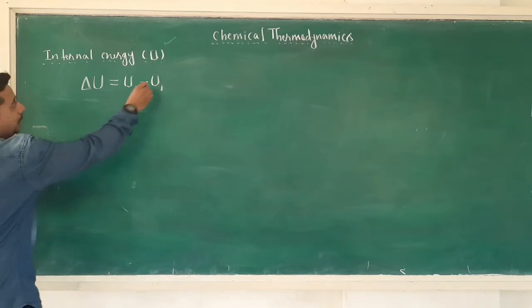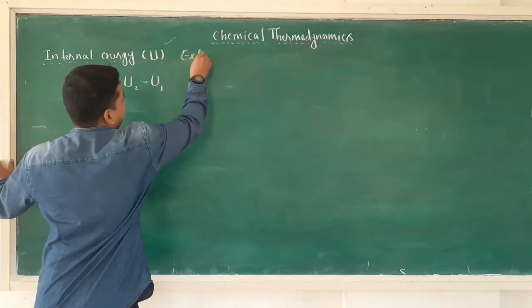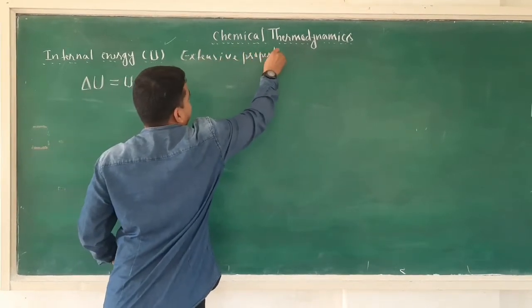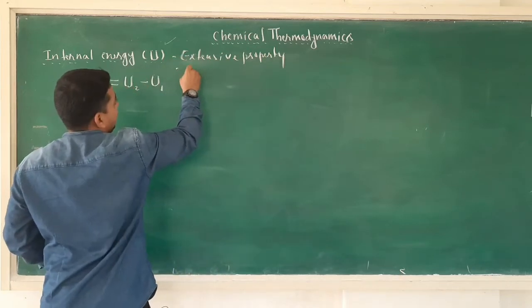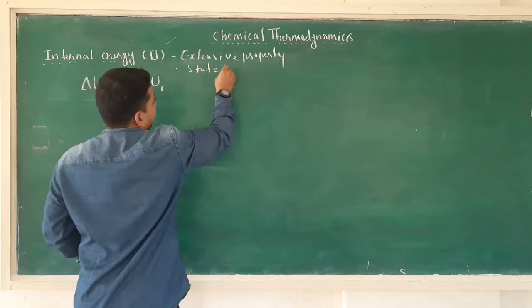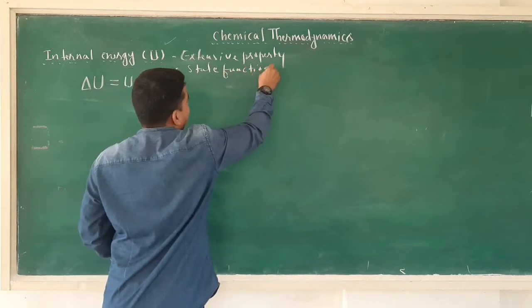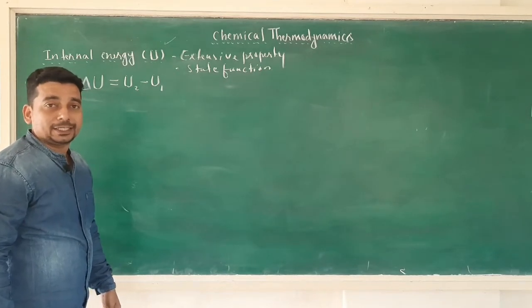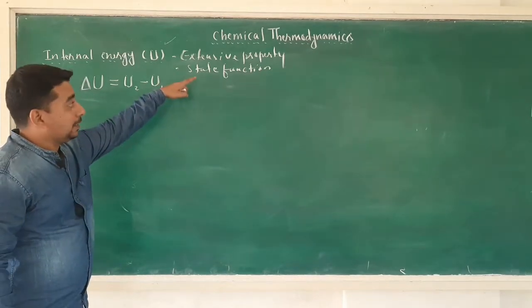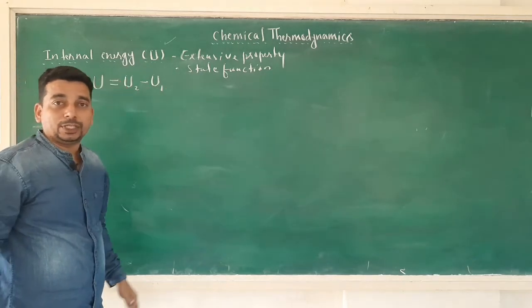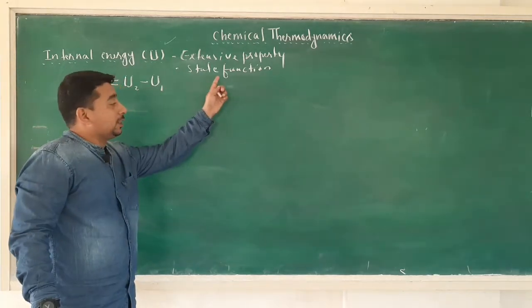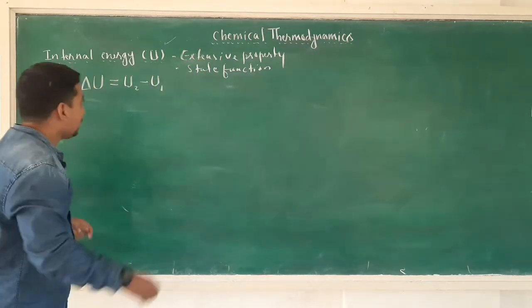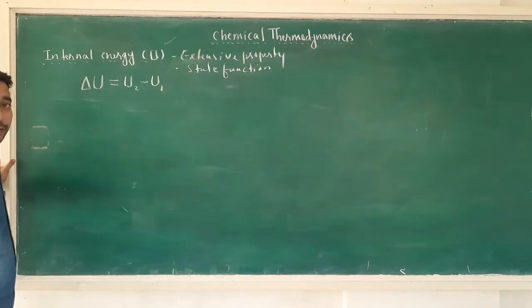Now this internal energy is an extensive property and a state function. What do you mean by extensive property? Extensive property means any property of the system that depends upon the amount of substance present in the system. And state function: any property of the system that depends upon the current state of the system is called a state function. So U is an extensive property and it is a state function. Now delta U is equal to U2 minus U1.